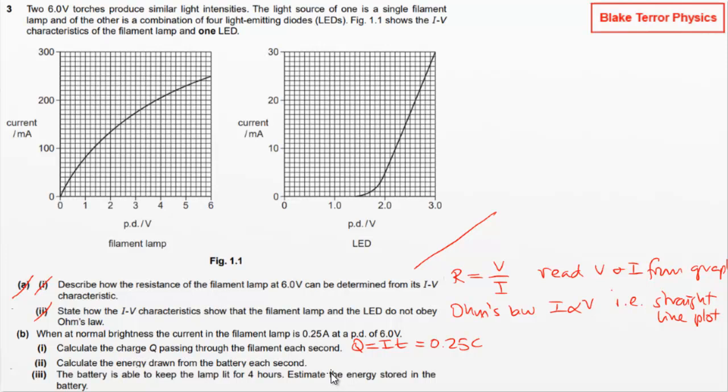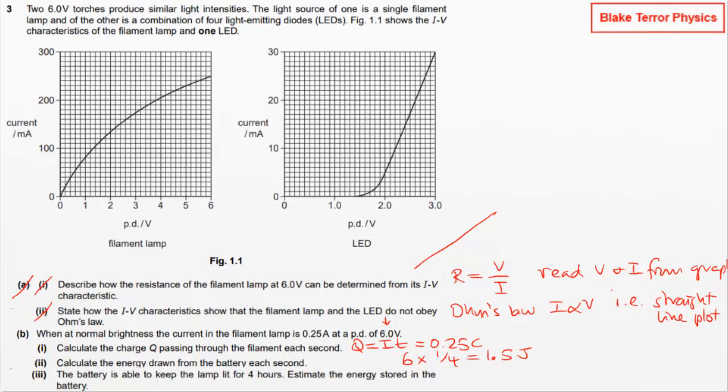Calculate the energy drawn from the battery each second. Right, well, we've got our voltage, which is joules per coulomb. So we've got 6 joules per coulomb. So 6 times a quarter is 1.5 joules every second.